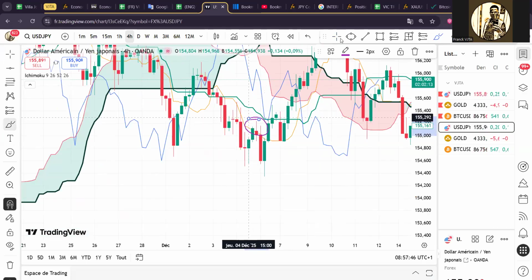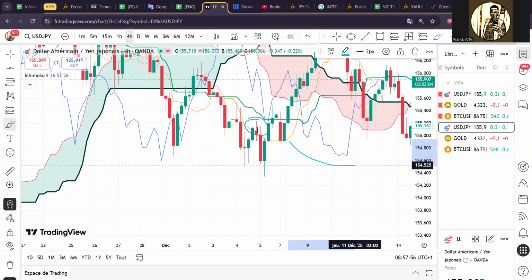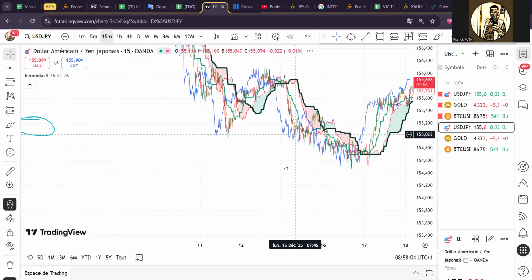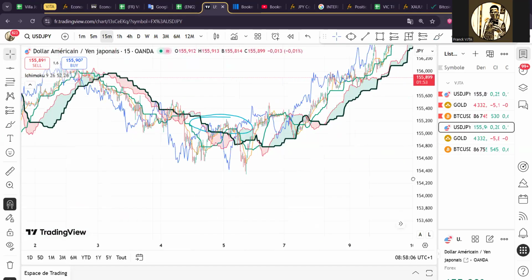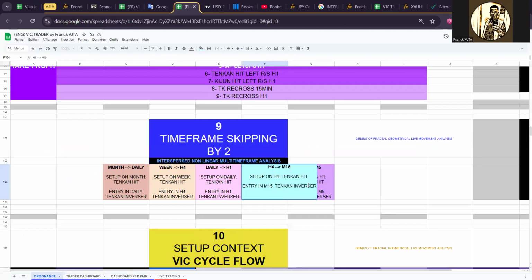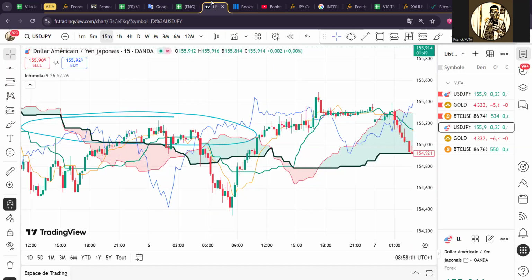Tenkan hit. This is Tenkan, right? A Tenkan setup here. The candle went down, then came and hit Tenkan. So we need to sell this one. You go on 15 minutes directly, and what will make you enter and sell will be the inverted Tenkan. What I call the inverted Tenkan here is basically this.